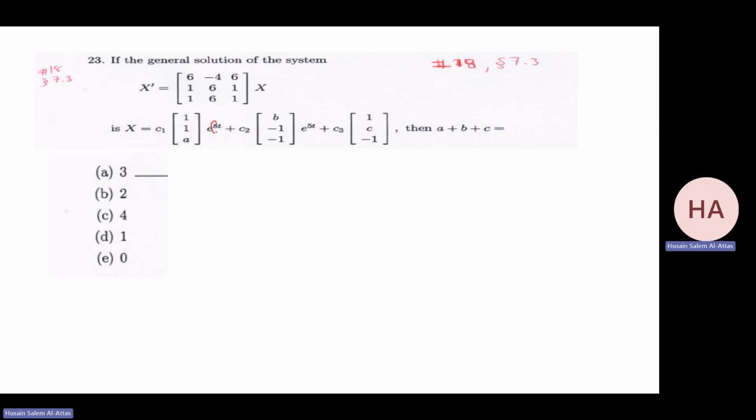He gave me lambdas. This is lambda 1, 8. This is lambda 2, 5. This is lambda 3, 0. Okay. Now we're finding the eigenvectors. For lambda 1 equal 8, what will I have? I will have 6 minus 8, that's minus 2, minus 4, 6, 1, 6 minus 8, that's minus 2, 1, 1, minus 2, 1, times k1, k2, k3.